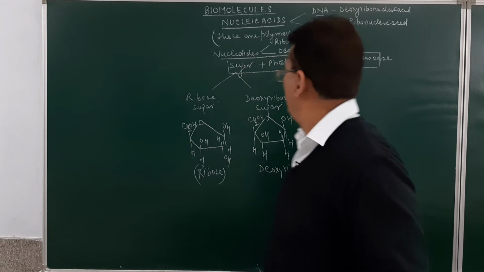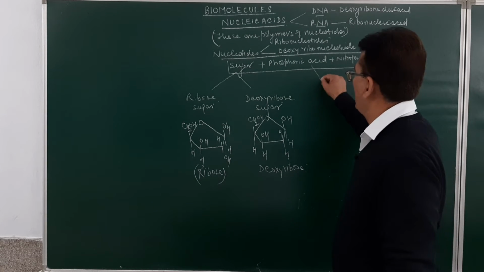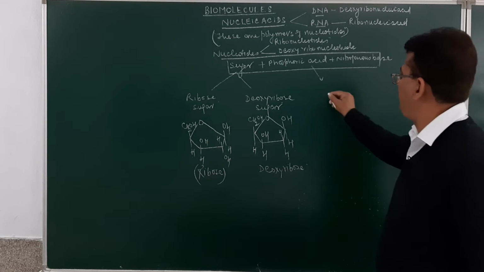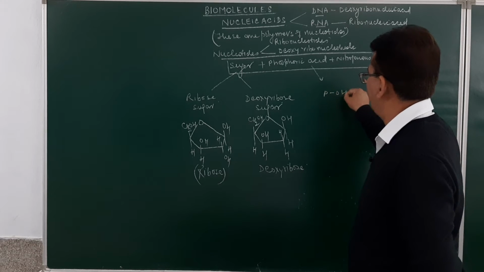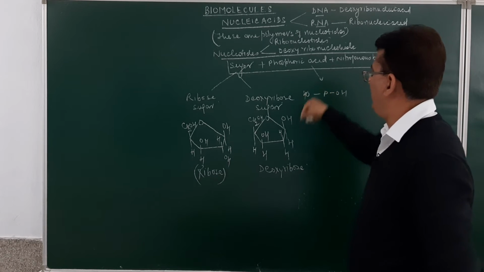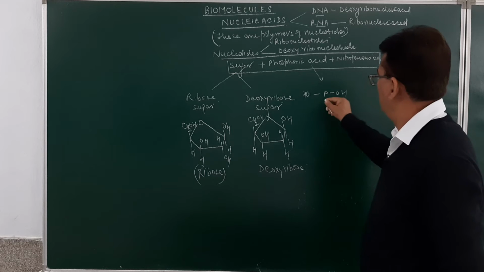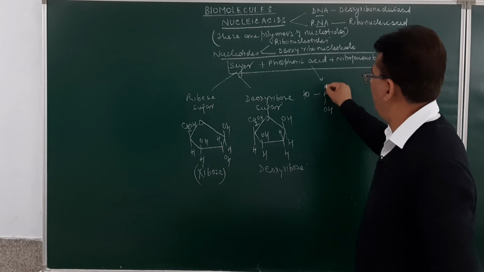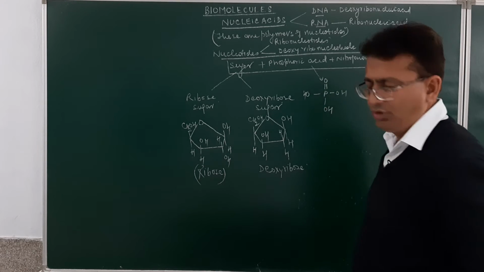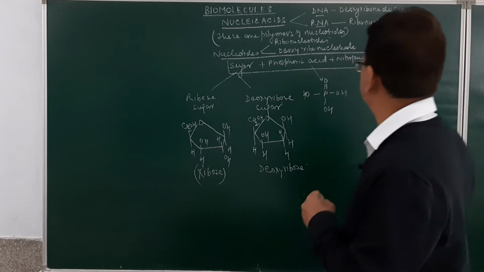Now as far as the phosphoric acid is concerned, the structure for phosphoric acid will be P, normal phosphoric acid structure, OH. This again will be OH and then this will be OH and this will be double bond O. So this is a molecule of phosphoric acid.